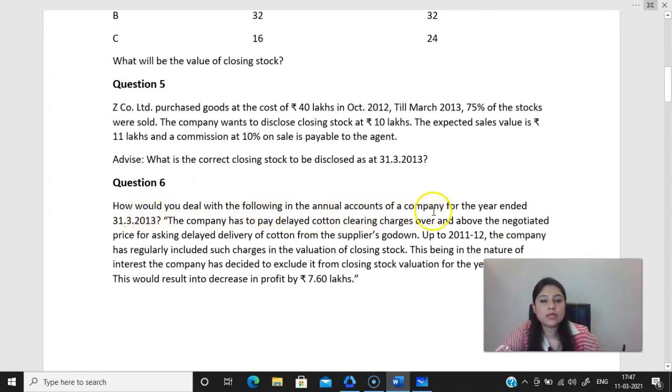which talks about how you would deal with the following in the annual accounts of a company for the year ended 31st March 2013. The company has to pay delayed cotton clearing charges over and above the negotiated price for delayed delivery of cotton from the supplier's godown. Because the company has delayed the delivery of cotton from the supplier's godown, it will have to pay delayed cotton clearing charges, over and above the negotiated price which has been earlier agreed upon.